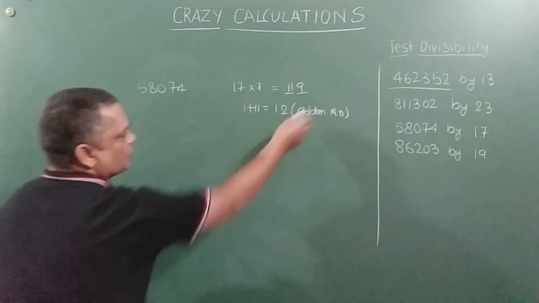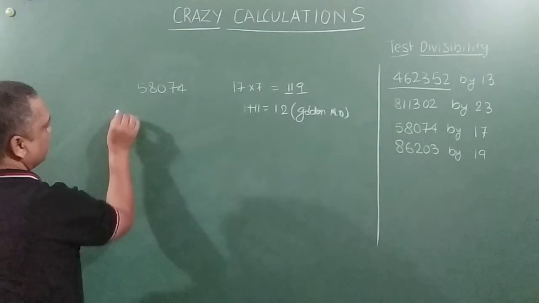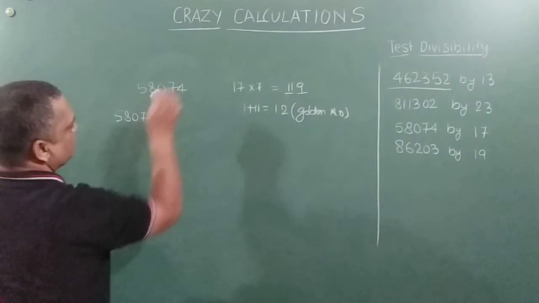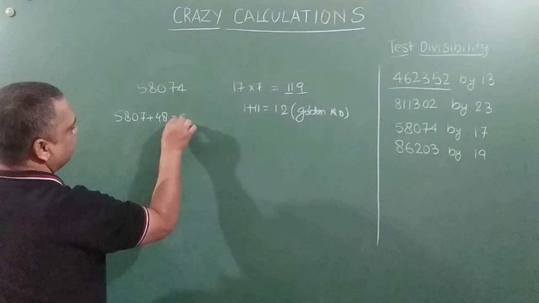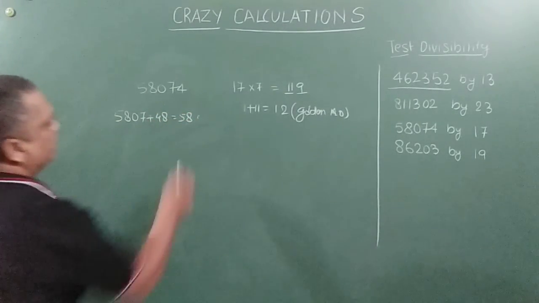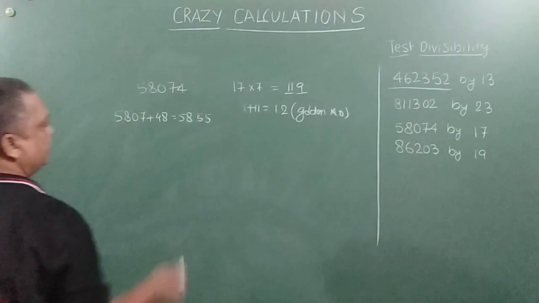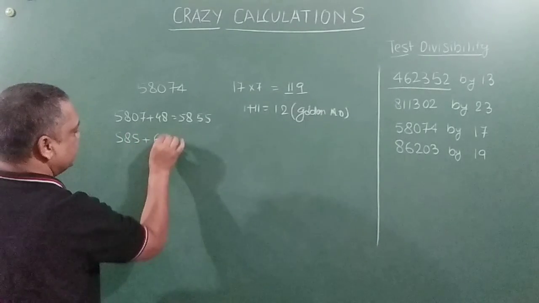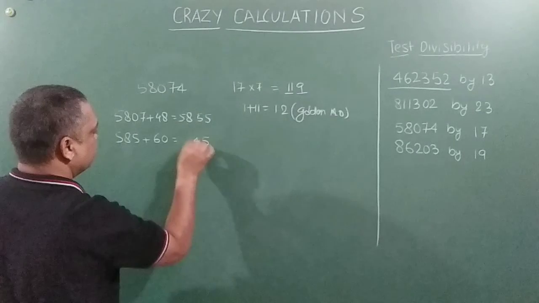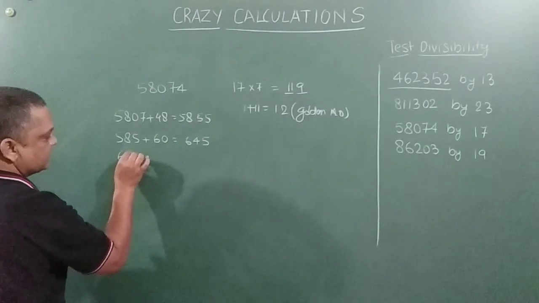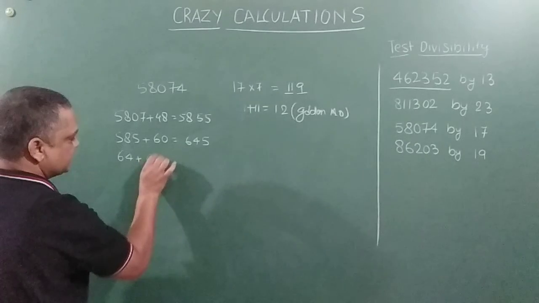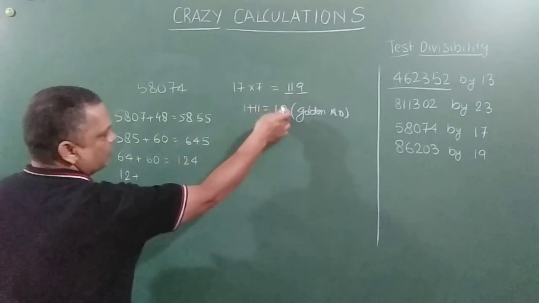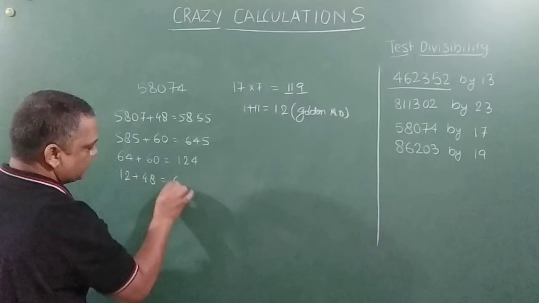Right? Once we have found the 12, the golden number, we come back. 5807 plus 12 into 4 is 48, is equal to 5855. Right? Okay. So 585 plus 5 into 12 is 60, is equal to 645. So 64 plus 5 into 12 is 60, that is equal to 124, that is 12 plus 4 into 12, that is 48, is equal to 60.